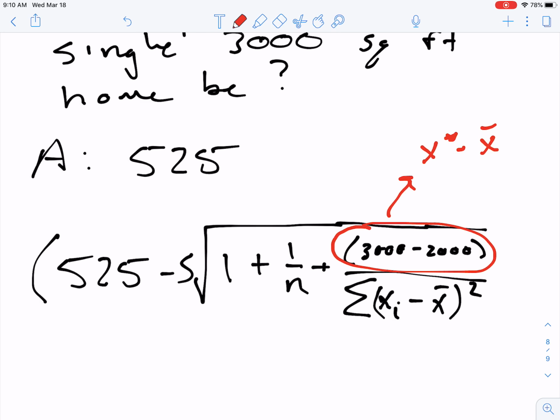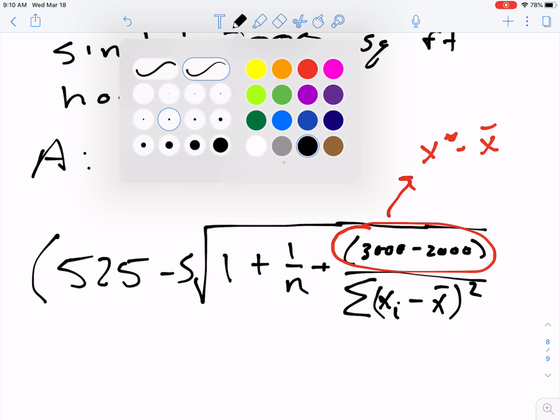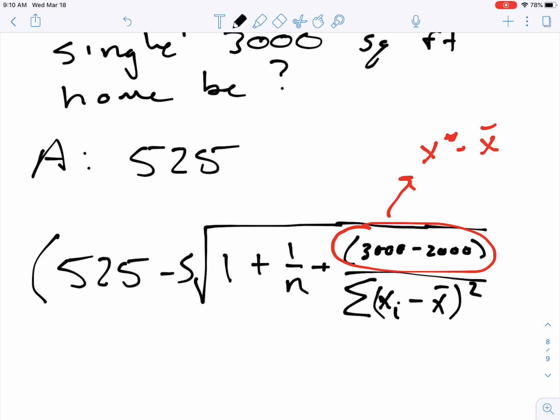So notice that now we're looking at an individual value. So we have our 1 there, variation around the mean. We have 1 over n. That's the variation of the sample mean around the true mean. And then we're penalized for going away from x bar. We have less information away from x bar. So then, of course, we'd have a comma, 525 plus the same thing, for that top end of the prediction interval.